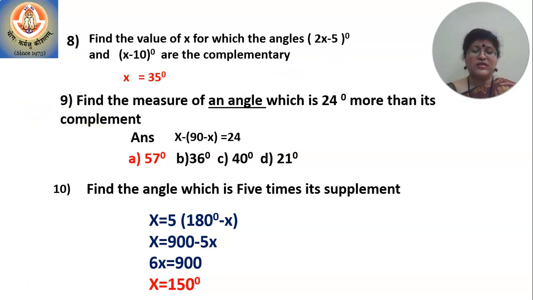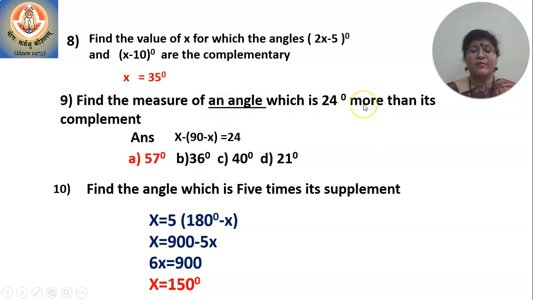So look at the question. Is it about supplementary angles or complementary angles? Since this is about complementary angles, let the measure of the angle be x. What is the complement of x? 90 minus x. Like what is the complement of 60? 90 minus 60. What is the complement of 40? 90 minus 40. So what is the complement of x? 90 minus x.